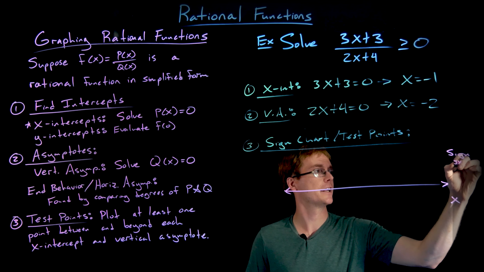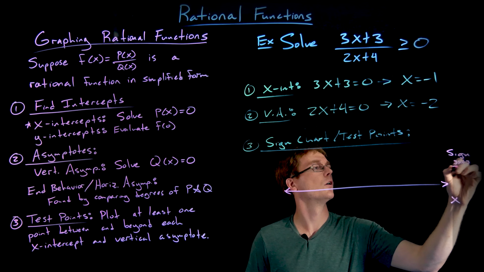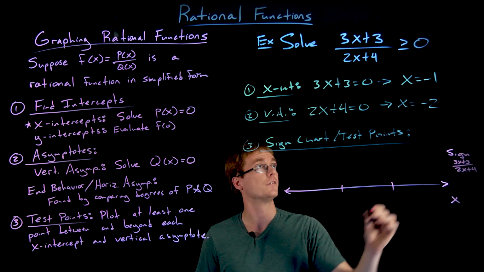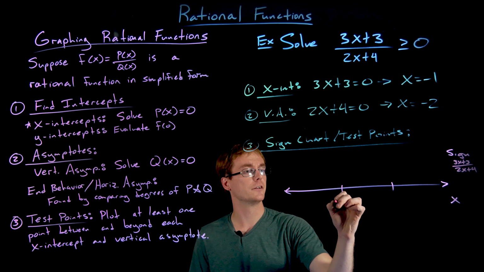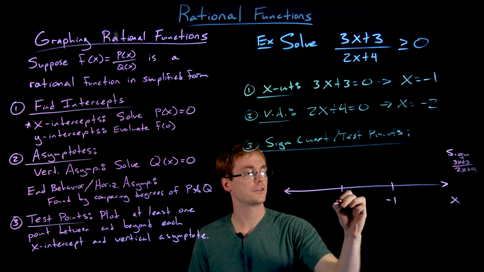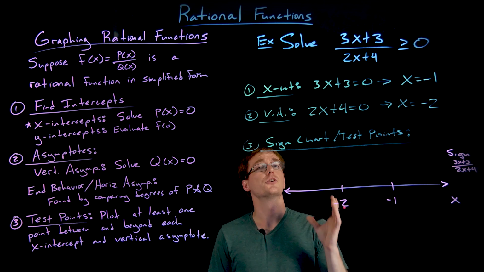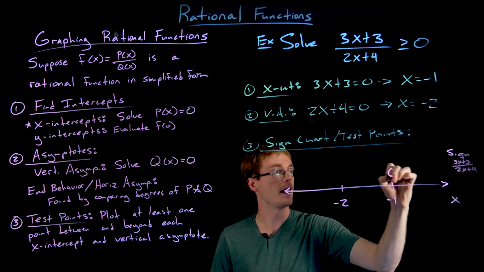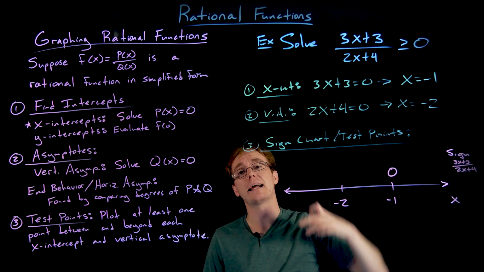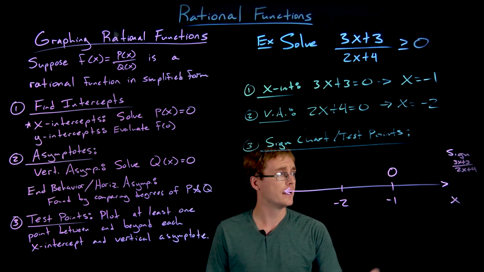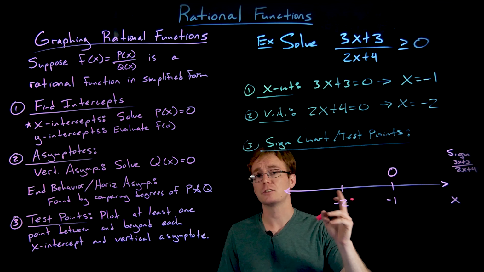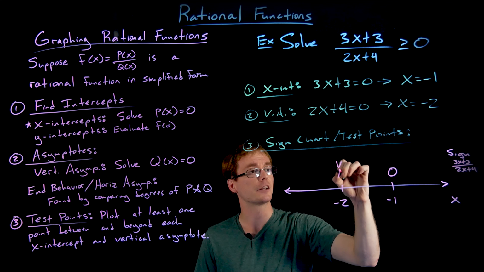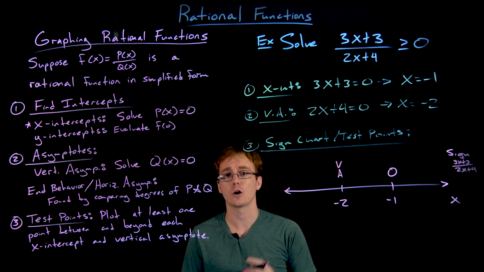So we're looking at really the sign of 3x plus 3 over 2x plus 4. So the important x values that we know of are x equals negative 1 and x equals negative 2. So at x equals negative 1, we have our x-intercept. That's when y is equal to 0. So we'll include that x value as part of our solution set. At x equals negative 2, though, we do not have a 0. We have a vertical asymptote. So I'll denote that on our sign chart with VA.